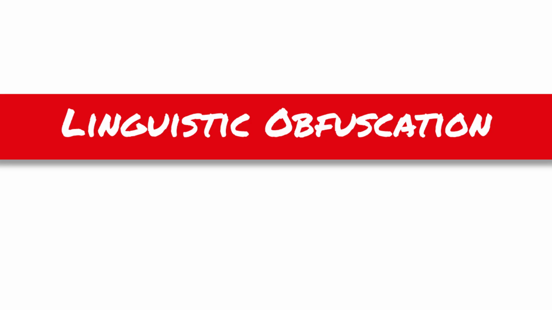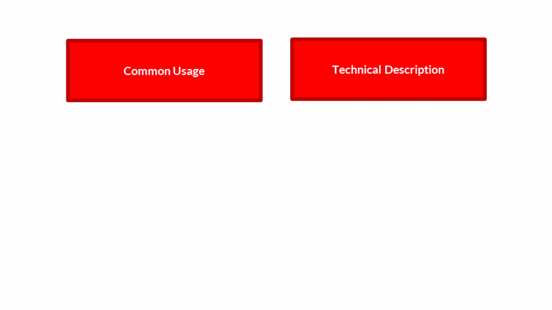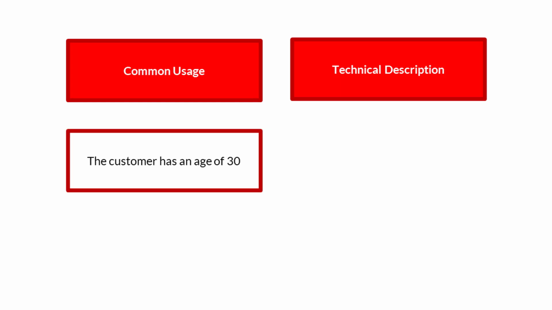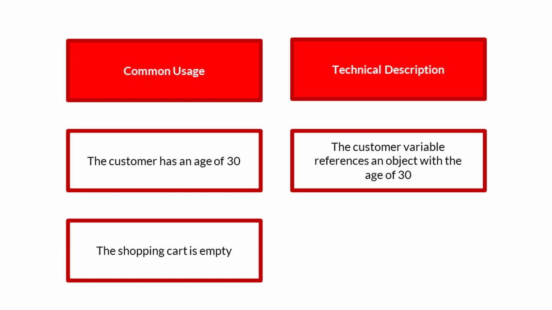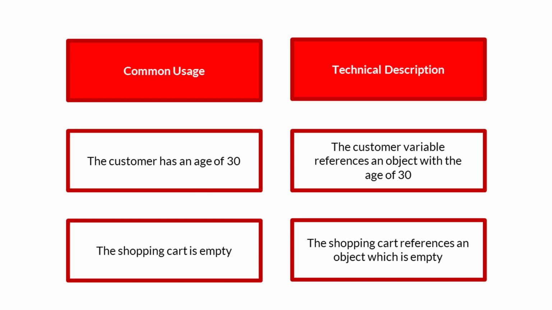One of the reasons it can be a bit difficult to get the concept of reference types is because of the way developers speak about variables. Not all of the language developers use suggests this object reference. The way developers speak about variables can hide the underlying mechanisms. For example, we might say the customer has an age of 30, or the shopping cart is empty. While this isn't necessarily wrong, it would be technically more correct to say the customer variable references an object with an age of 30. Or instead of saying the shopping cart is empty, we could say the shopping cart references an object which is empty.